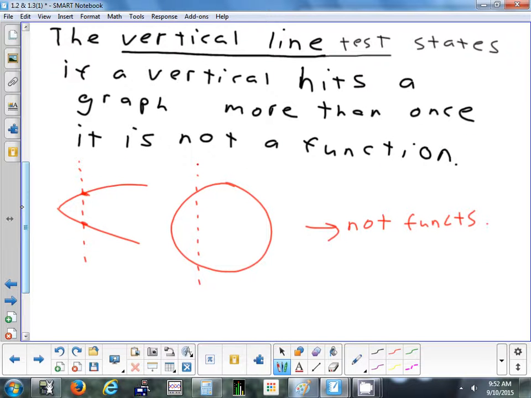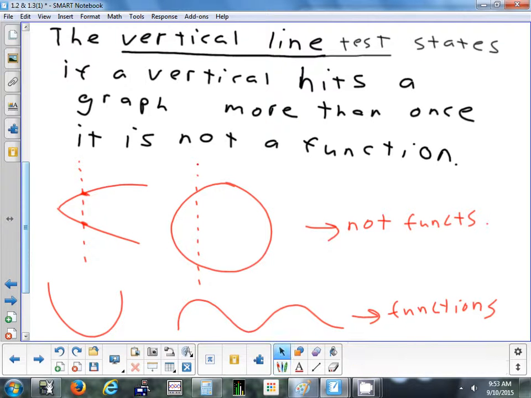How about that? Yeah. No matter where I put a vertical line, it's only going to hit it one time. Never hit it twice. How about that? Yeah. Horizontal line would hit it more than once, but not a vertical line. Okay, so those are functions. Right? So that's a simple way to tell if something's a function. Draw a vertical line, hits it more than once, not a function.